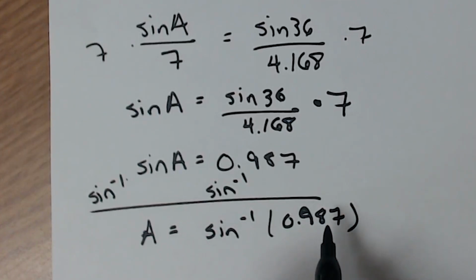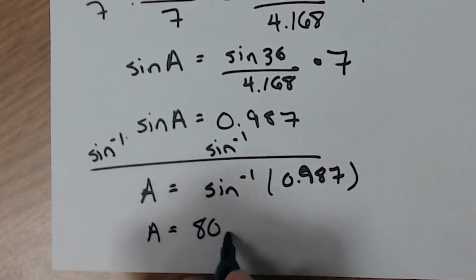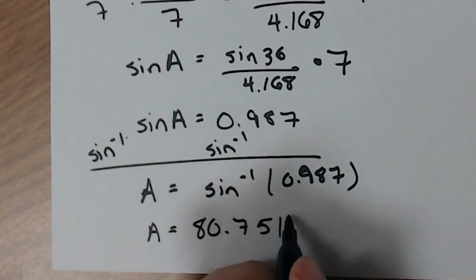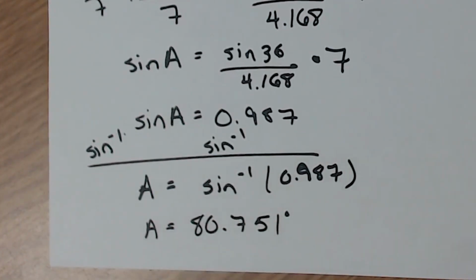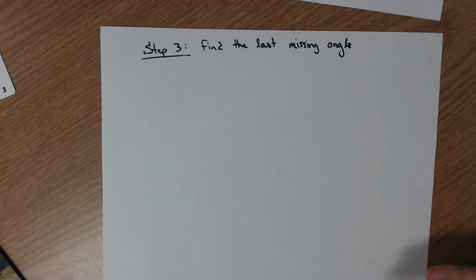I probably have to hit the second button and then sine, and you'll figure out that A is 80.751 degrees. Now I've done almost everything. I only have one little step left to do, and that one little step is to find my missing angle. There's only one piece of information I don't have right now, and it is angle C.